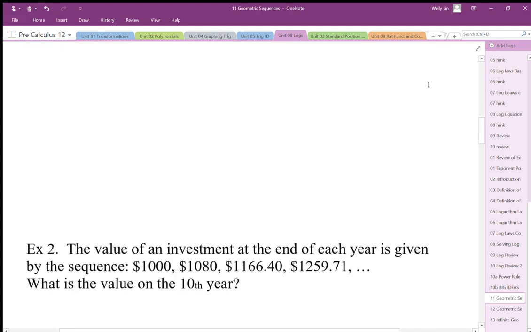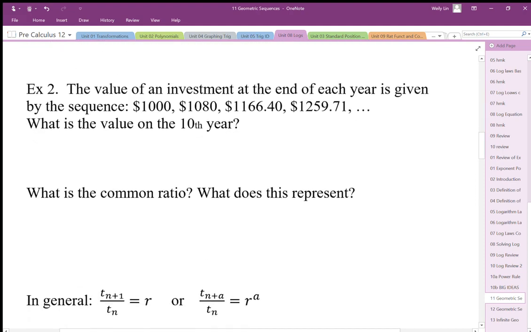Let's take a look at some of these other ones here. Okay, so this is a geometric growth. So an investment is growing geometrically. Okay, so it's growing by a multiplier every single year. And we want to know what the value is on the 10th year.